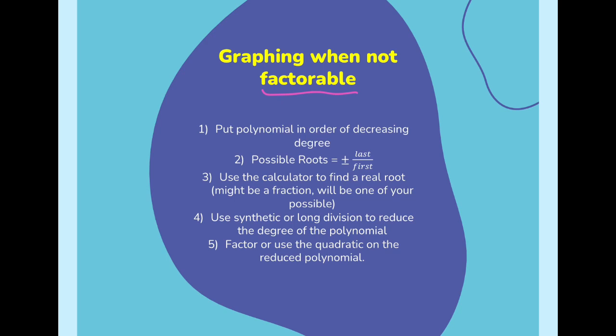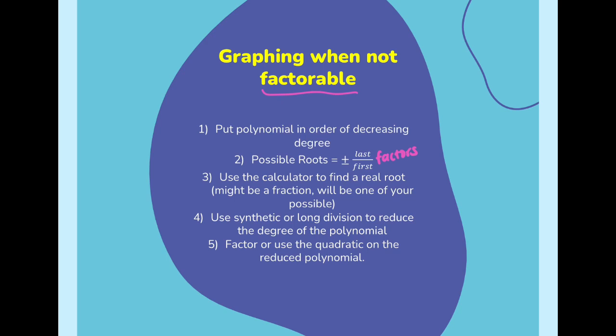If our polynomial can't be factored by grouping when it's 4 terms, or if it's just 3 terms and you can't factor any other way, then this is our game plan: put the polynomial in order of decreasing degree, so highest exponent down to none, and then find all the possible roots by doing plus and minus the factors of the last number over the factors of the first number.